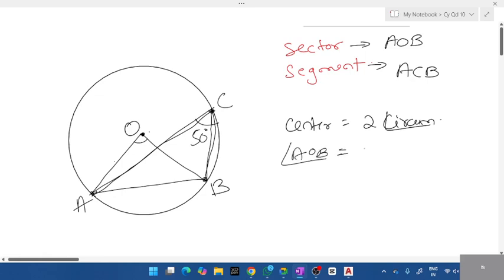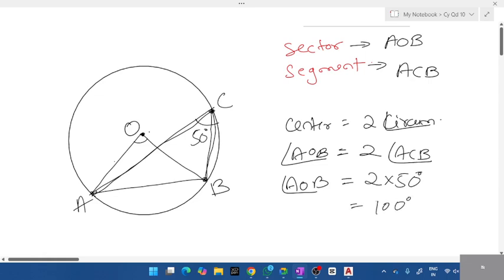AOB is equal to twice angle ACB. Which value is given? Which value? And then what will be the value of angle AOB? ACB is 2 into 50, 100 degrees. Is it clear? All four of you, did you understand?